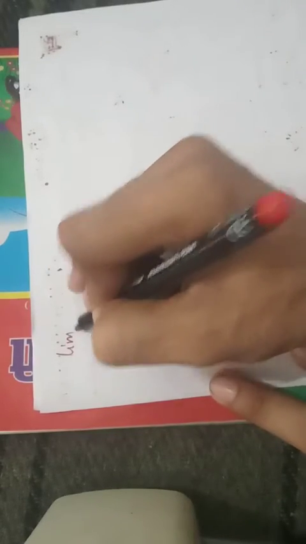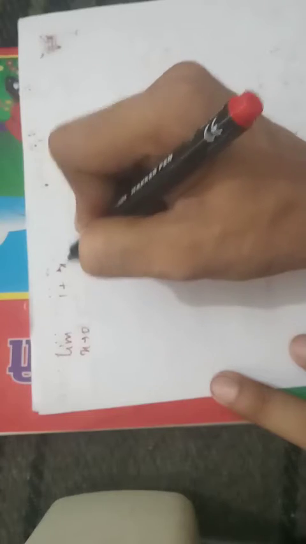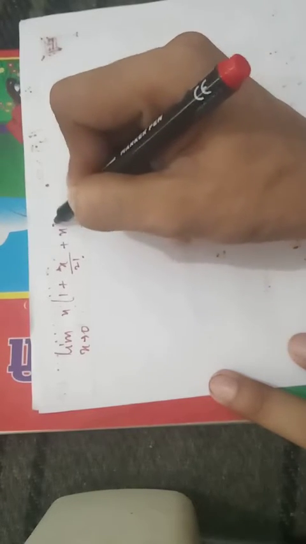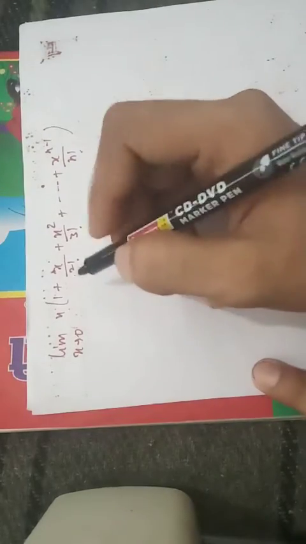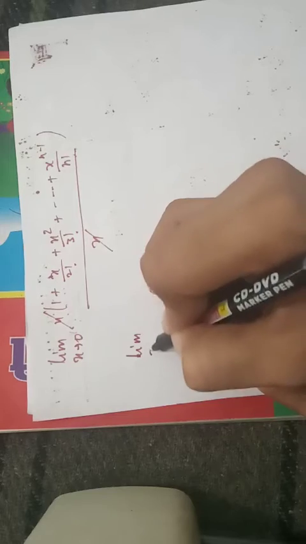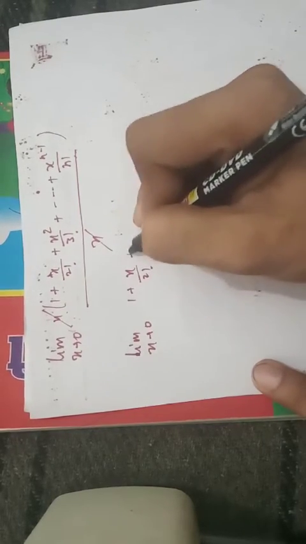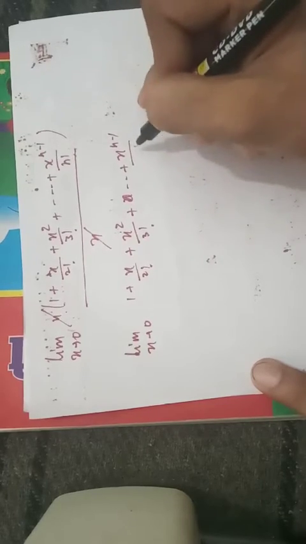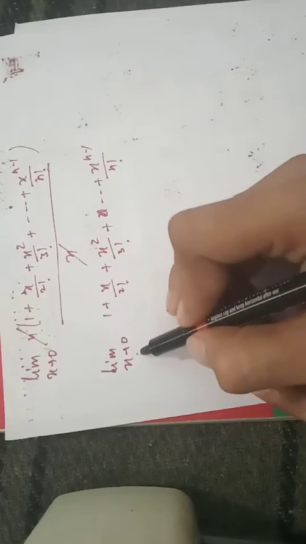Then what you have right now is limit x tends to 0 of 1 plus x upon factorial 2 plus x square upon factorial 3 plus dot dot dot plus x to the power n minus 1 upon factorial n. This was like that. Now, see here, I had cancelled the x upon x, then limit x tends to 0 of 1 plus x upon factorial 2 plus x square upon factorial 3 plus dot dot dot plus x to the power n minus 1 upon factorial n. Now we have to directly put the limit in the question.